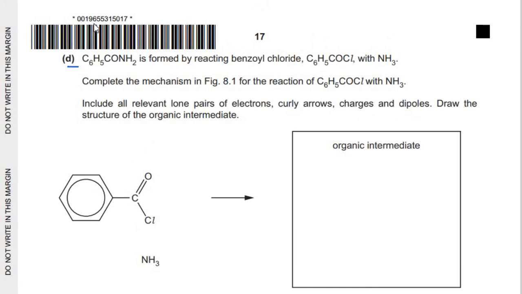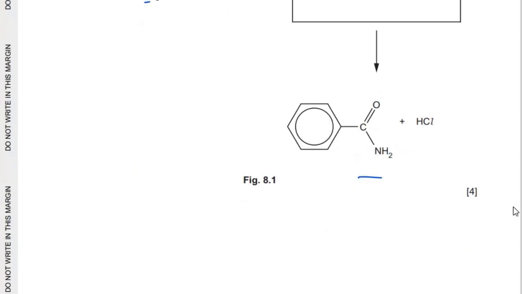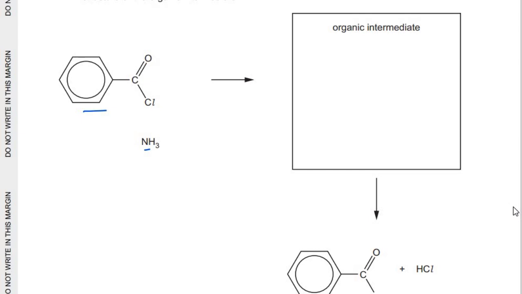Now if we see the D part, it is said that benzamide is formed by reacting benzoyl chloride with ammonia, and complete the mechanism in figure 8.1 for the reaction of benzoyl chloride with ammonia to form benzamide. You need to include all the relevant lone pairs of electrons, curly arrows, charges and dipoles. Draw the structure of the organic intermediate. You have benzoyl chloride here, ammonia here, and benzamide here. So we are supposed to draw the organic intermediate with all the curly arrows, partial charges and all that.